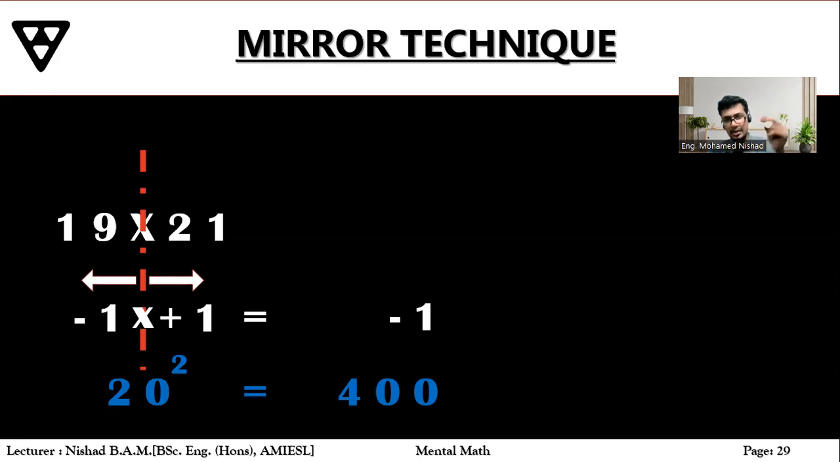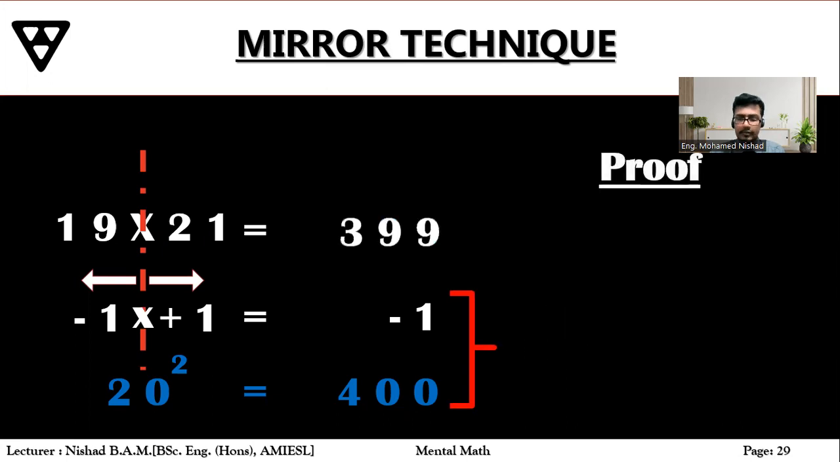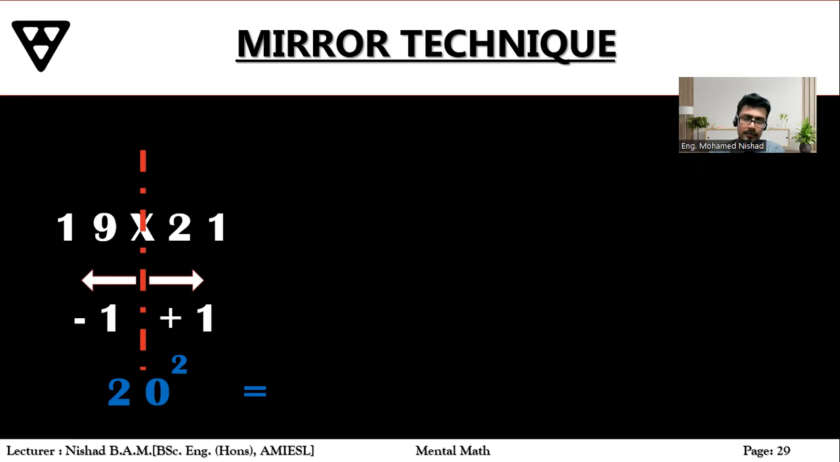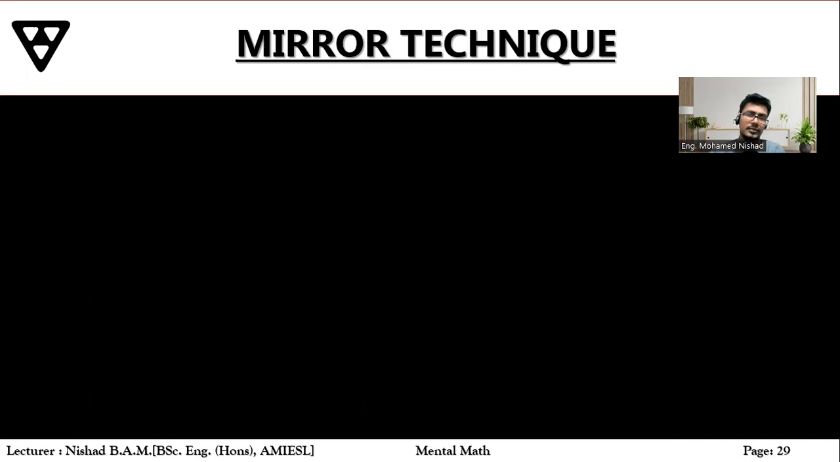There is a difference between the previous technique and this technique. In the previous technique, we have to add that number, but in this mirror technique, we have to subtract that multiplication of the differences, right? So then that answer will be 399. That is the answer for this multiplication, right? Let me explain another example so that you will come to know that.